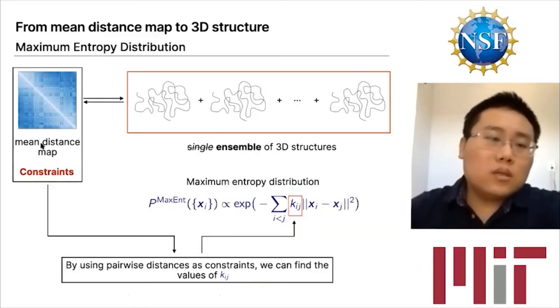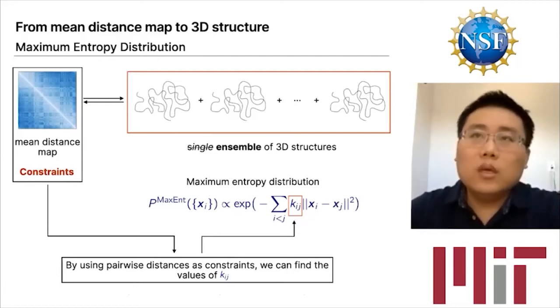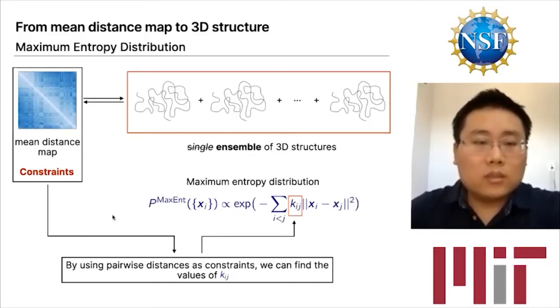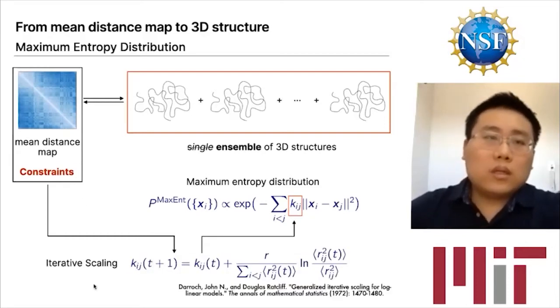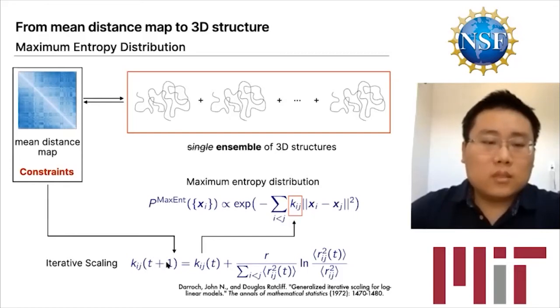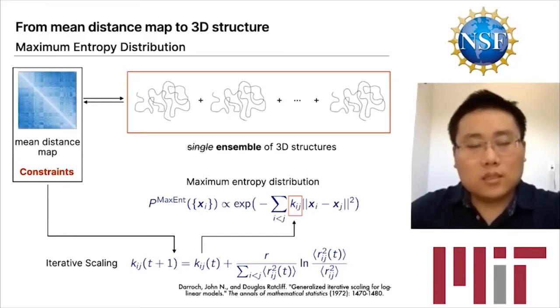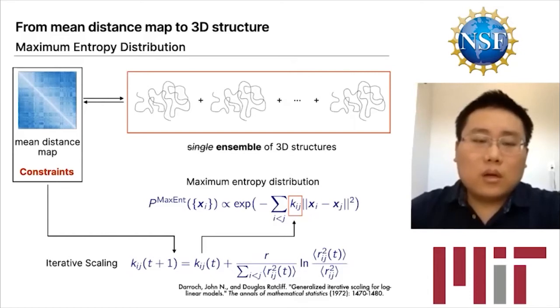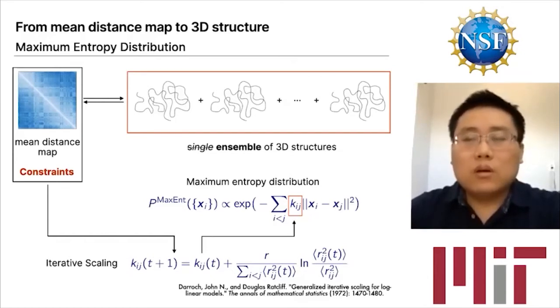So using the inferred mean distance matrix as our constraint, we can write down the corresponding maximum entropy distribution here, where the left-hand side is the joint probability of coordinates of individual loci, xi. It can be written in this exponential form where kij is the parameter we need to determine. And the value of kij can be determined from our constraint. Using the classic iterative scaling method, we update the value of kij at each iteration using this formula. After a certain number of iterations, we can converge to a very good result.